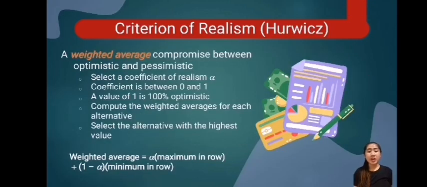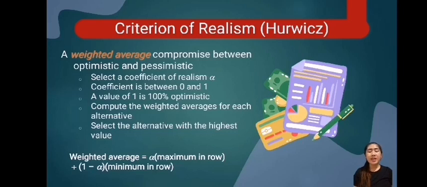The third criterion is the criterion of realism. In this criterion, it uses a weighted average and it compromises between optimistic and pessimistic decisions. To begin with, select a coefficient of realism. The coefficient of realism measures the degree of optimism of the decision maker. It is between 0 and 1. When the value is 1, the decision maker is 100% optimistic about the future, while if the value is 0, the decision maker is 100% pessimistic about the future.